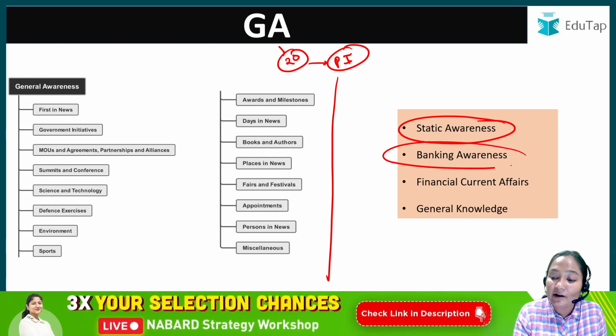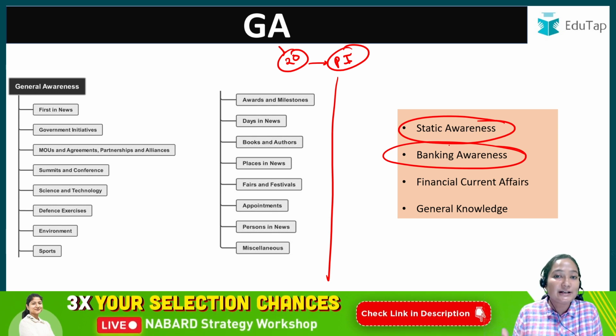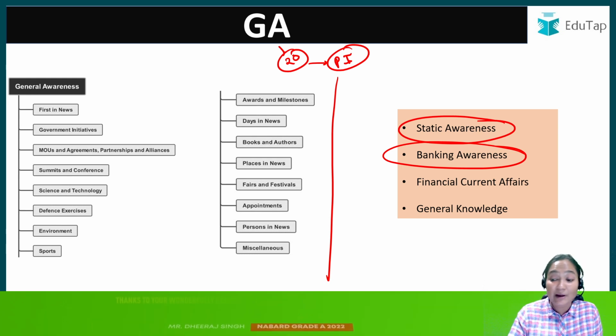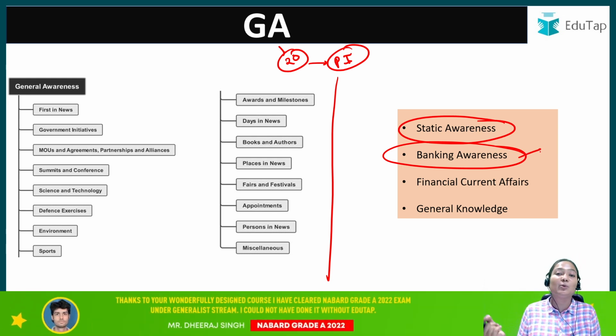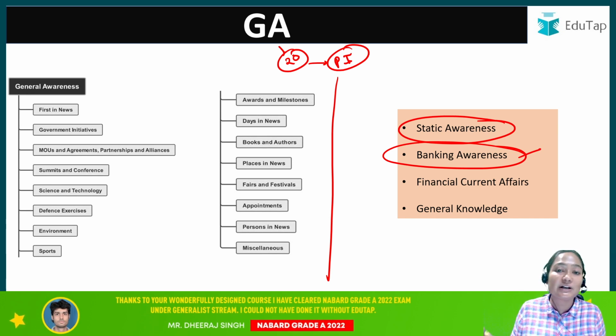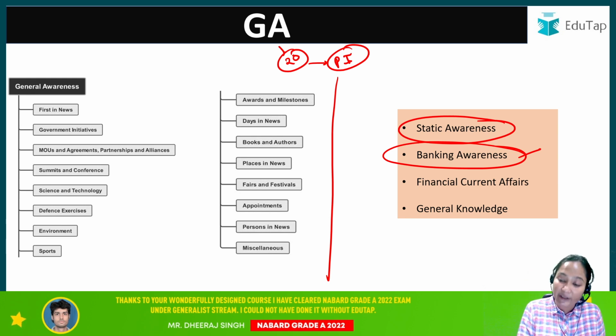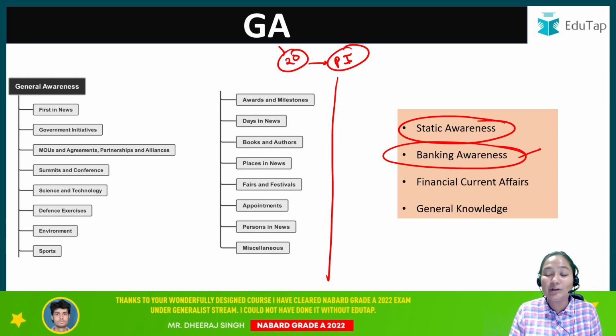Then banking awareness. Even though NABARD is a bank, questions on banking awareness are rarely asked in GA. If I talk about the past 5 years, I think one or two questions have been asked. It is that rare. Banking awareness is not something that can be covered in 1, 2, 3 pages. It is a whole subject and a whole pain in its own right. So you can avoid it, or keep it at low priority, or if you want to do it, do it through MCQs. Then financial current affairs, if you can avoid, please do avoid it.